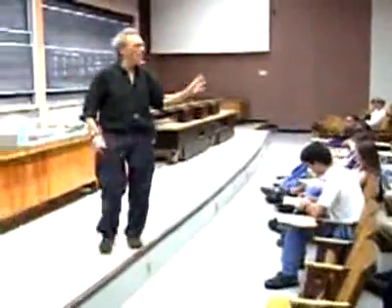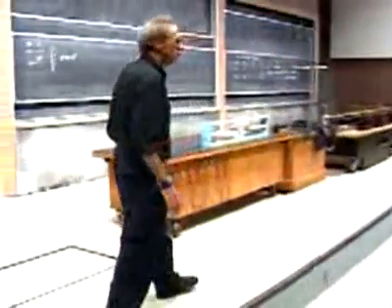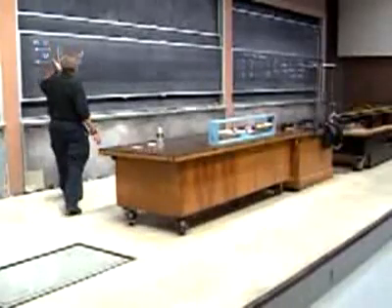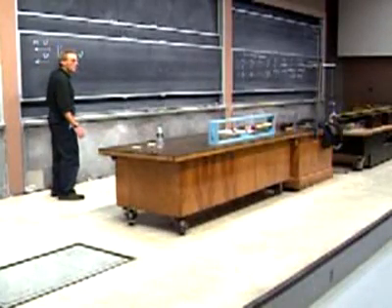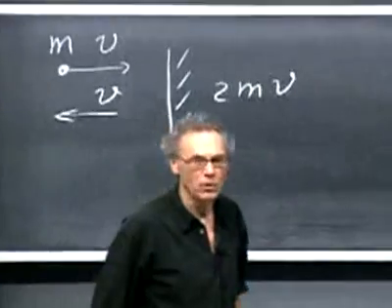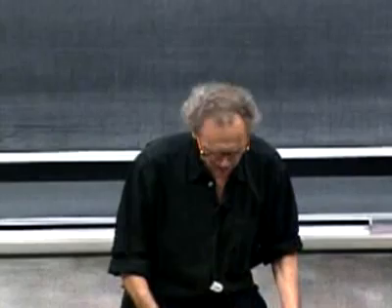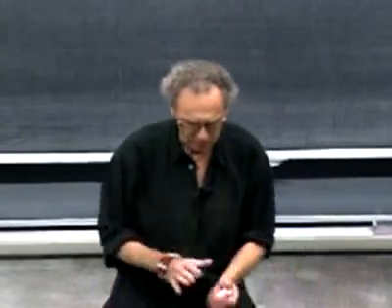Can you show me mathematically that that is completely kosher, that the wall has momentum 2mv, it's non-negotiable, it must have momentum, and yet it has no kinetic energy? How is that possible? Think about it, and if you can't solve it, call me at 3 a.m. and I'll tell you the solution.